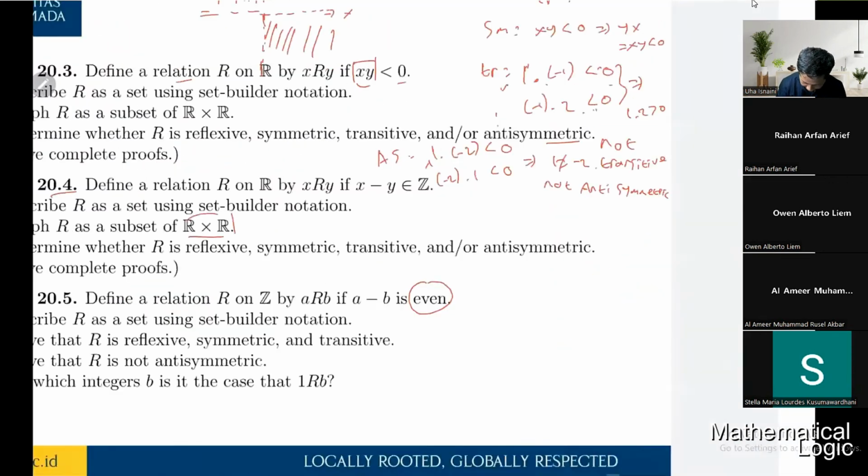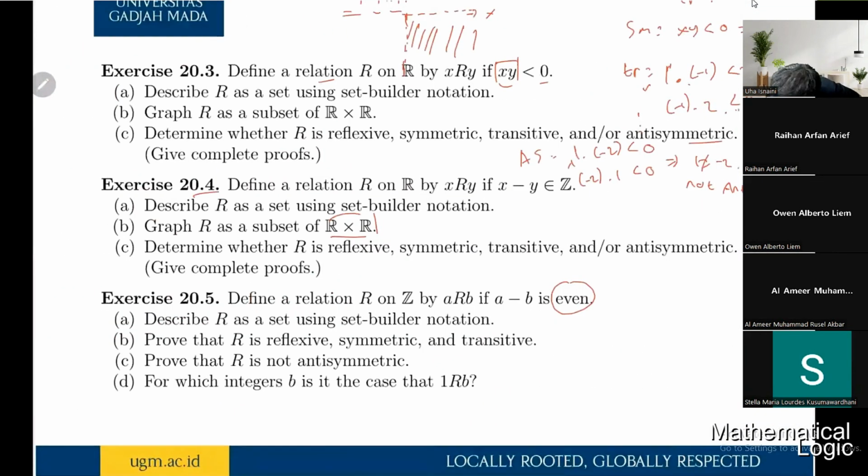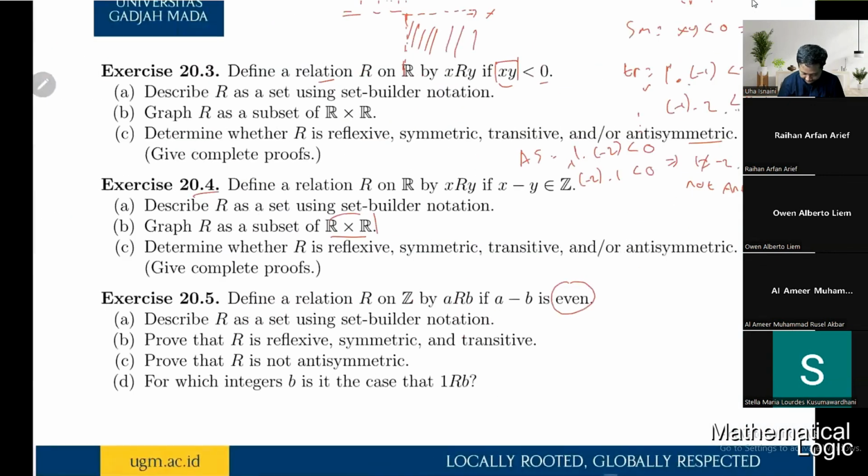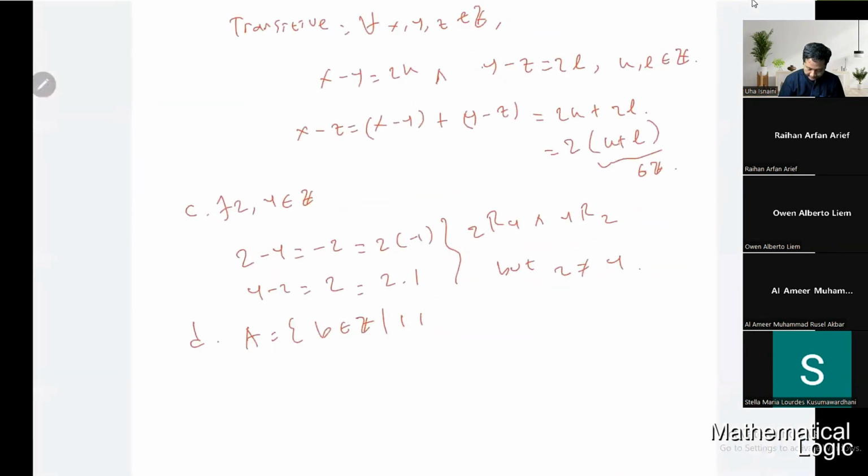And the last one, for which integers b is it the case that 1 is related to b? Which integers? So we want to collect all of them, maybe in A. So we have every b in Z such that 1 is related to b, right? So we want to collect everything where b minus 1 is equal to 2 times something, where k is in Z, right?